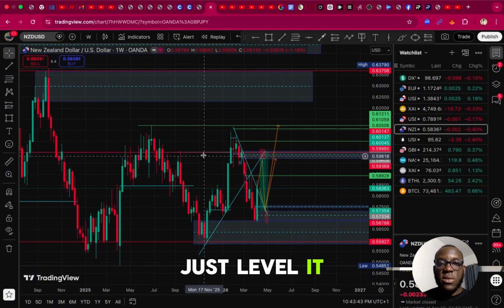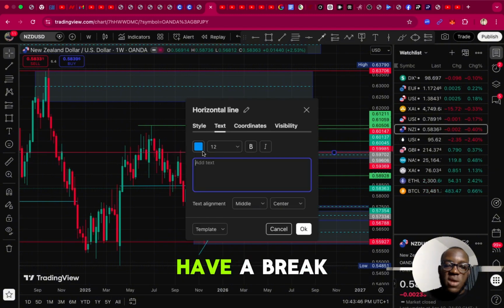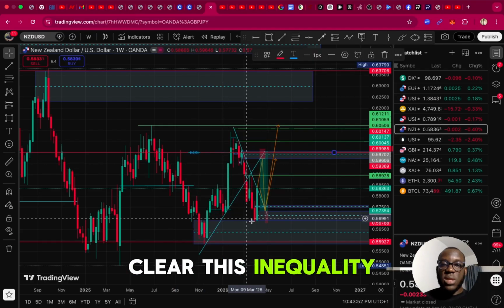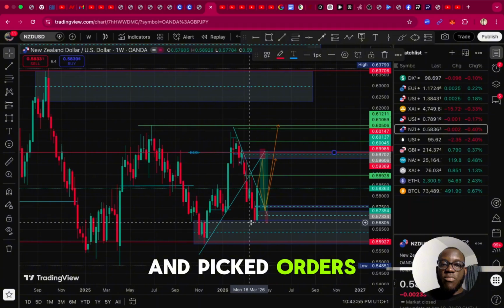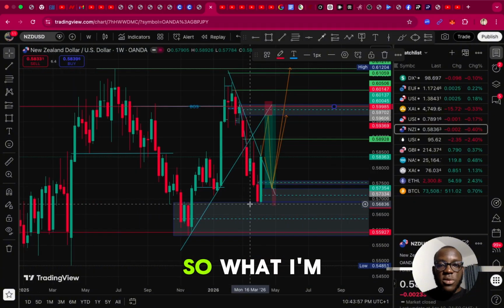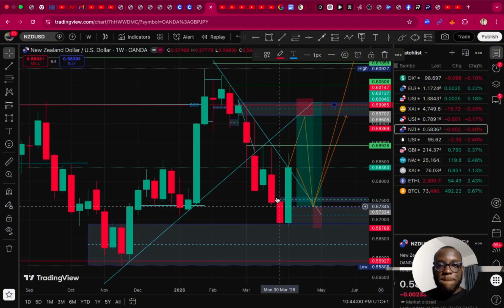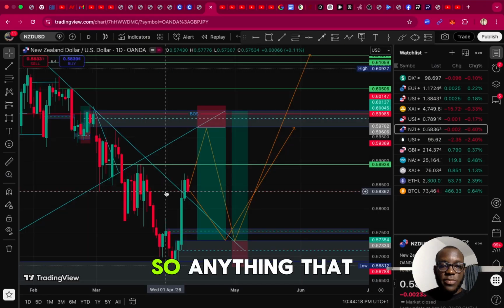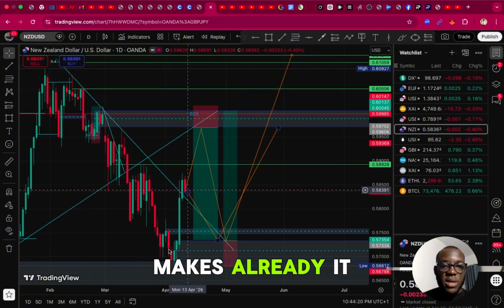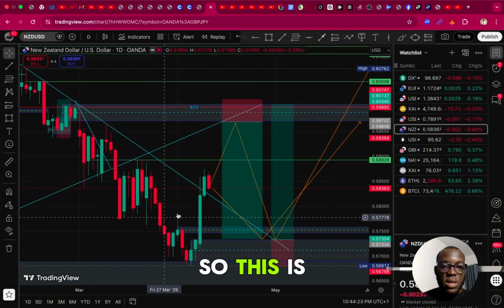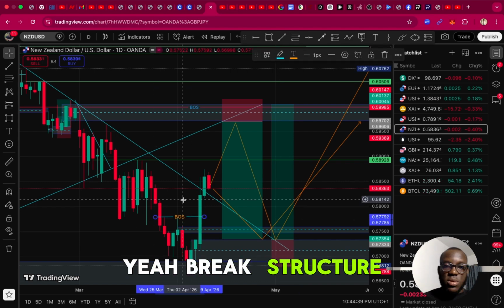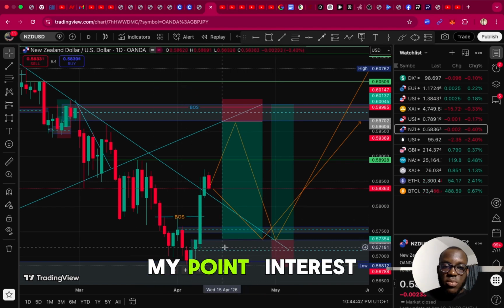So let me just label it so that we know that we have a break of structure here. A break of structure, the market came, cleared its liquidity, then came down to this one and picked up orders, and it's moving up. So what I'm still expecting is that we have a break above here, and then come down to pick the point of interest. So anything that makes it, it has already broken here. So this is a point of interest. This area is a break of structure. Yeah, break of structure. So this is my point of interest.